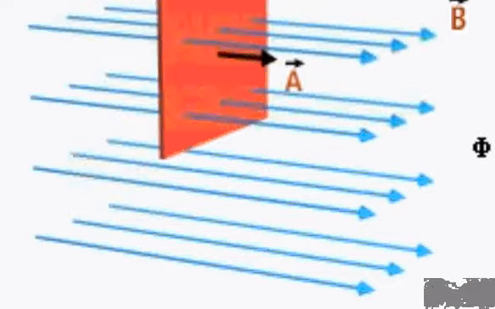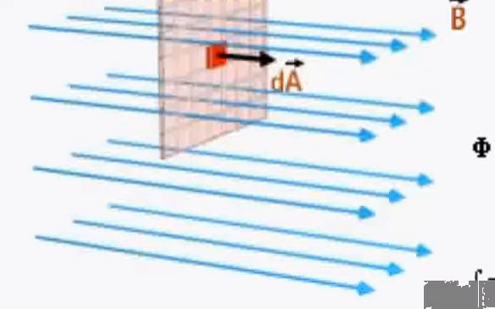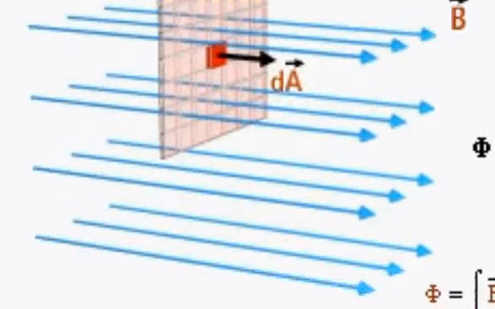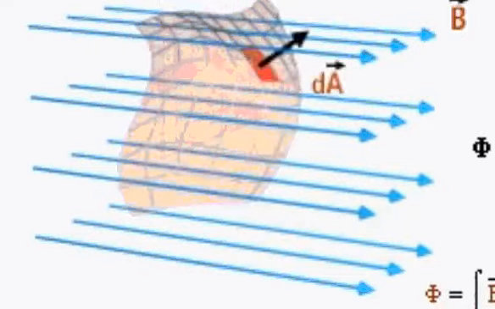Any surface can be built out of many tiny surfaces. So by letting the square become infinitesimally small, we can use calculus to define the magnetic flux through any surface. And that's what we're doing.